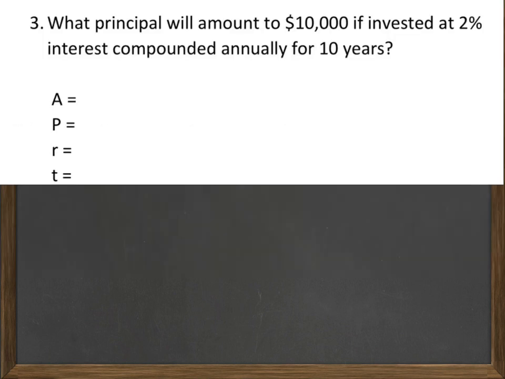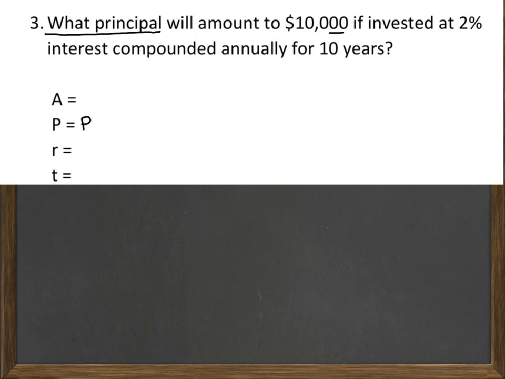So let's begin. Number 3 says, what principal will amount to $10,000 if invested at 2% interest compounded annually for 10 years? So let's take a minute and break this apart. They're asking us to find the principal. That means we don't know the principal, so we'll just leave it as P. That is our variable.